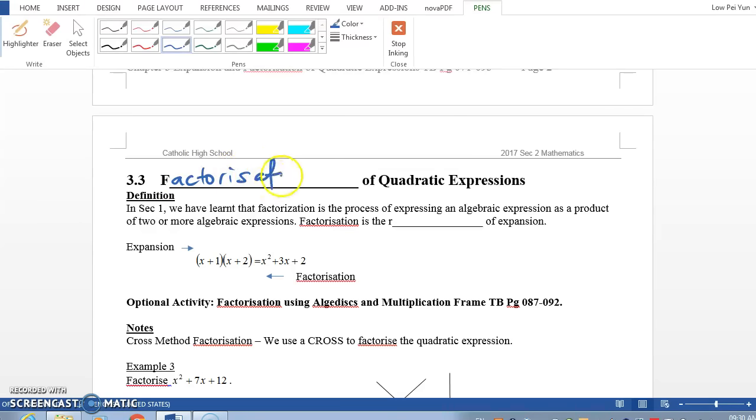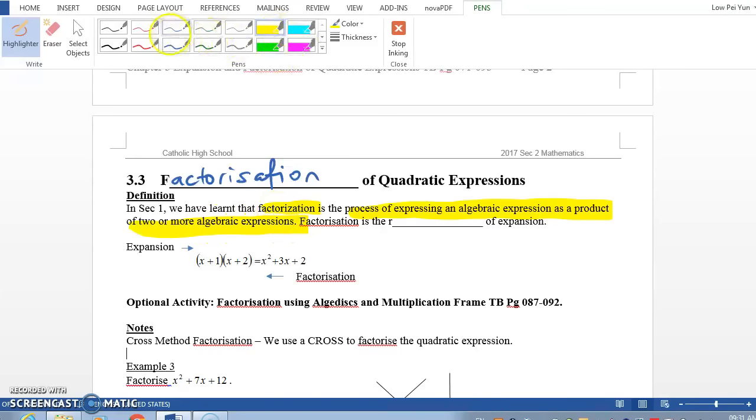Factorization of quadratic expressions. So we have learned in Sec 1 that factorization is the process of expressing an algebraic expression as a product of two or more algebraic expressions. So the keyword here is expression as a product of two or more algebraic expressions.